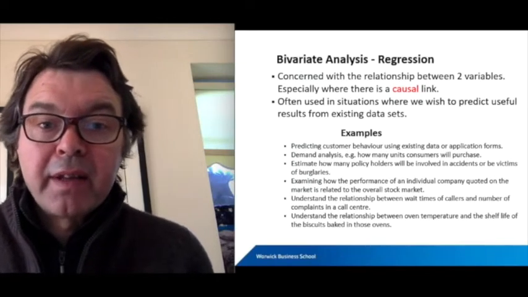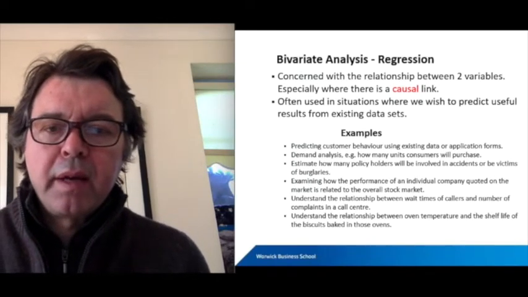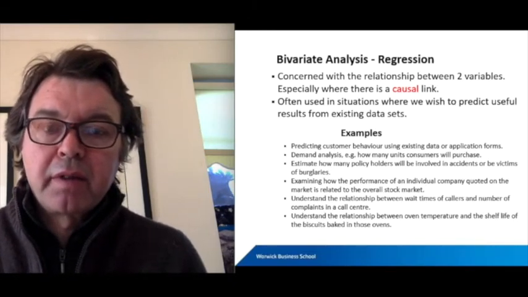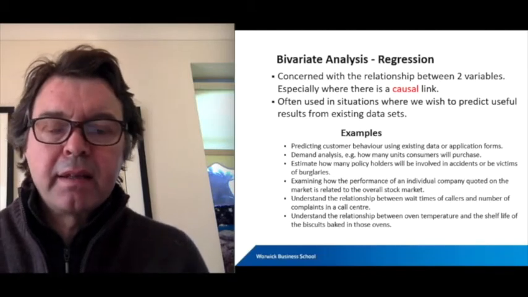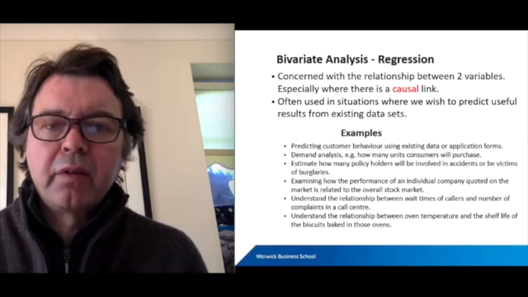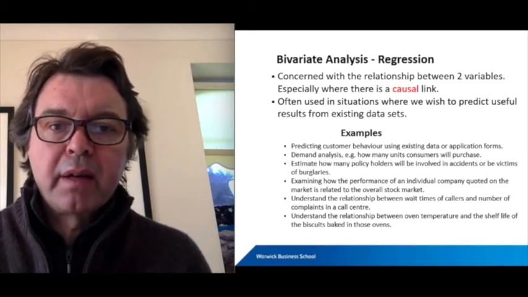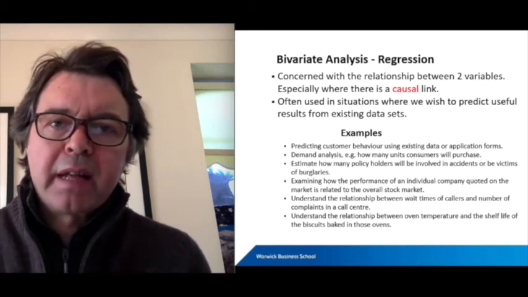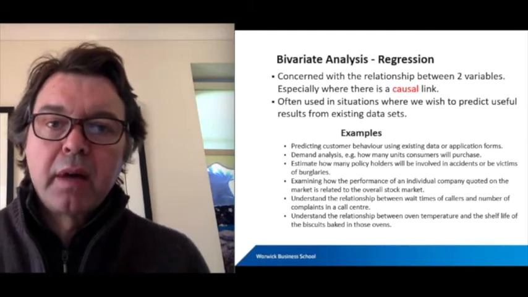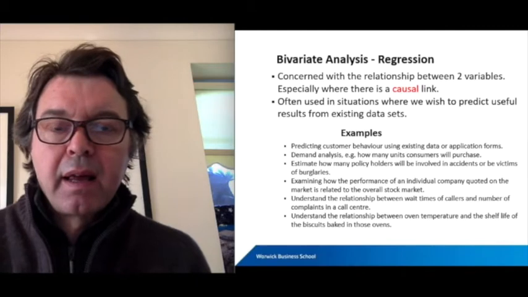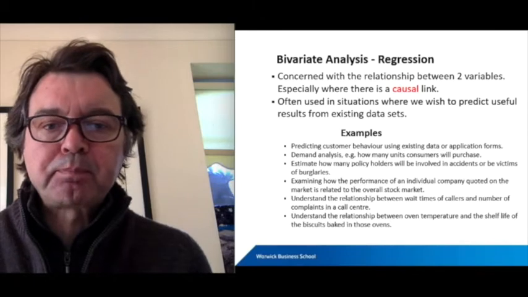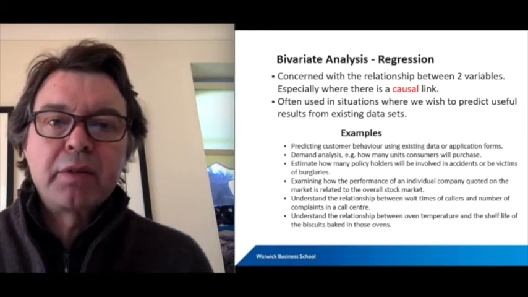So bivariate analysis is when we are interested in the relationship between two variables. So for example, is this variable related to another variable? And the measure for that often is called correlation. So two things might be correlated. But in regression analysis, we're actually looking for a stronger relationship. We're actually looking for a causal relationship. So if one variable increases, that causes another variable to increase. So it's concerned with the relationship between two variables.